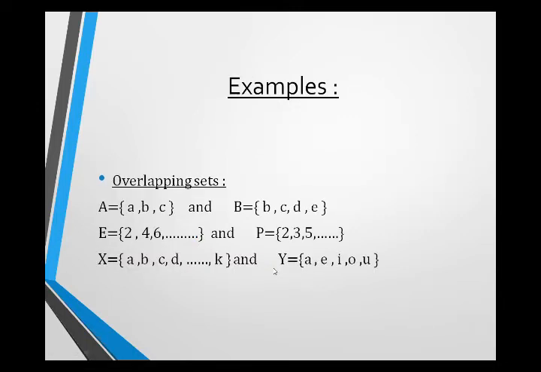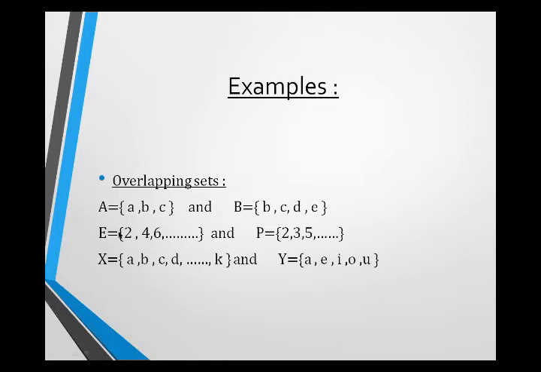Now students, here are some examples to explain what overlapping sets are. As you can see in example number 1, we have set A equal to A, B and C, and set B equal to B, C, D and E. Here, students, in both sets the common elements are B and C. So such a kind of set is an overlapping set, and the other elements are different from each other.